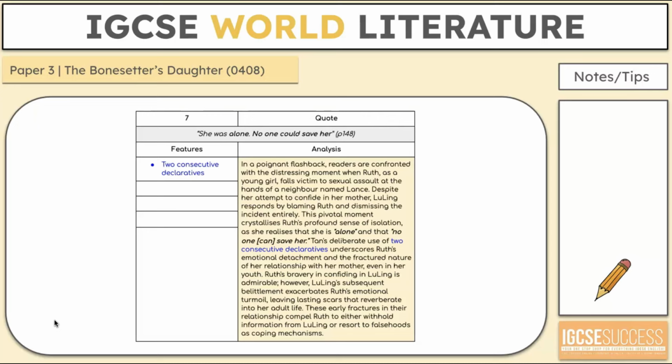Ruth's bravery in confiding in LuLing is admirable. However, LuLing's subsequent belittlement exacerbates Ruth's emotional turmoil, leaving lasting scars that reverberate into her adult life. These early fractures in their relationship compel Ruth to either withhold information from LuLing or resort to falsehoods as coping mechanisms. So showing an understanding of the entire novel is going to get you lots of marks.